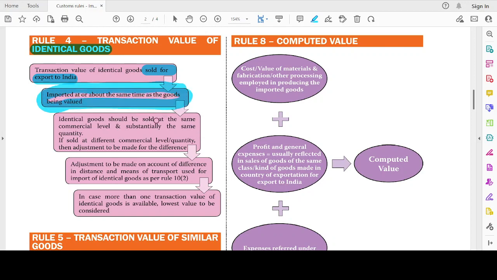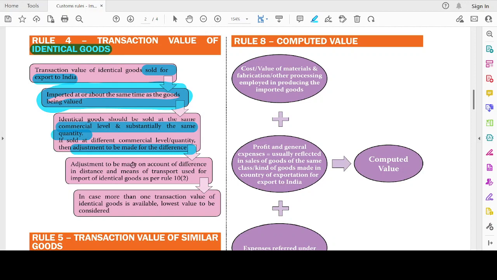Identical goods should be at the same commercial level and substantially the same quantity. I'm going to give the same manufacturing level, okay? And I'm going to give the same 1,000 quantity. Substantially the same, which means if it is 900 quantity, it's also fine. If sold at different commercial level or quantity, the adjustments are to be made for the difference. If there is any quantity discount, then such has to be adjusted.